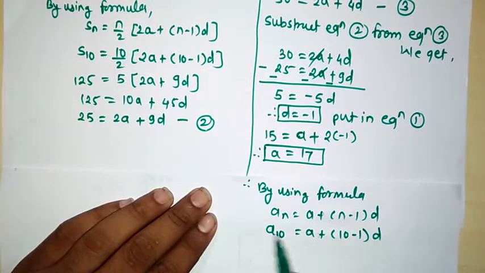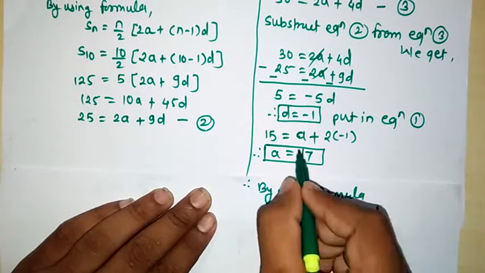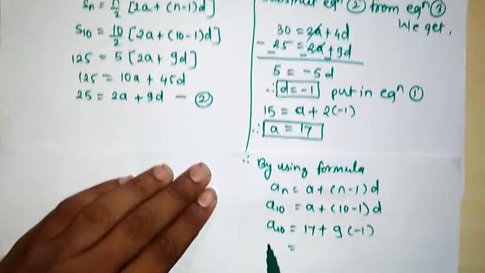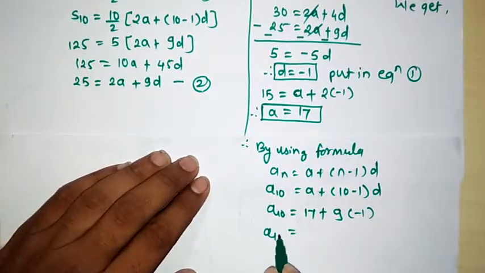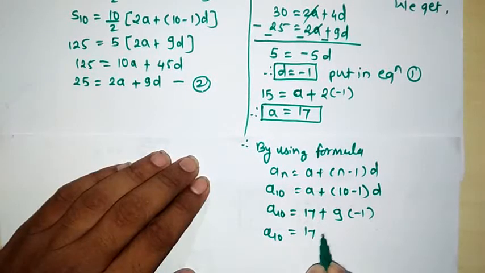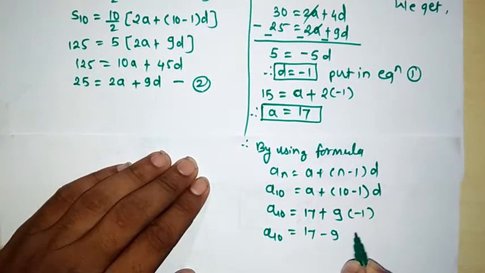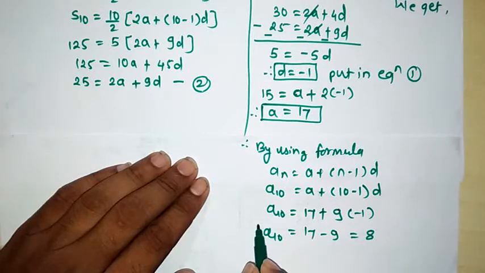Now put all the values. a10 we need to find, therefore put as it is a10. What is the first term? First term we got is 17 plus 10 minus 1, that is 9, into d. What is the d here? Minus 1. Put minus 1 here. Now see here. Therefore a10 is equal to 17 plus 9 into minus 1, that is minus 9. 17 minus 9, which is equal to how much? 17 minus 9 is equal to 8. Therefore, we got a10 is equal to 8.